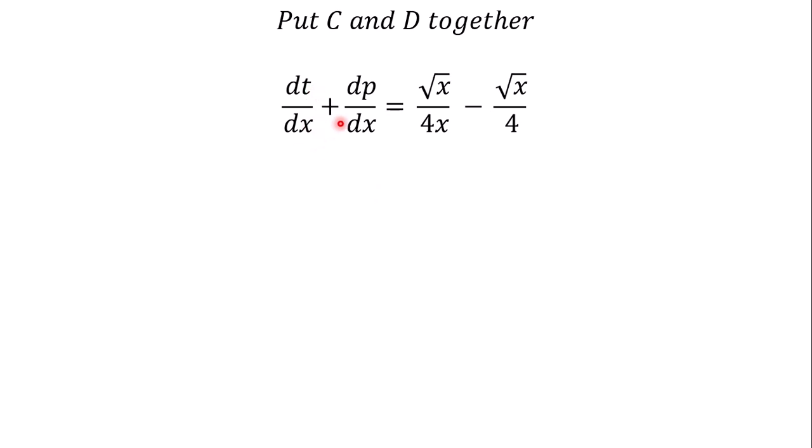So dt over ds plus dp over ds is equal to square root of x divided by 4x minus square root of x divided by 4. One is C and then one is D. Though we are adding, the answer to one of them was negative. Okay, here, what is the LCM? The LCM is just 4x. 4 is here and x. So it's just 4x.